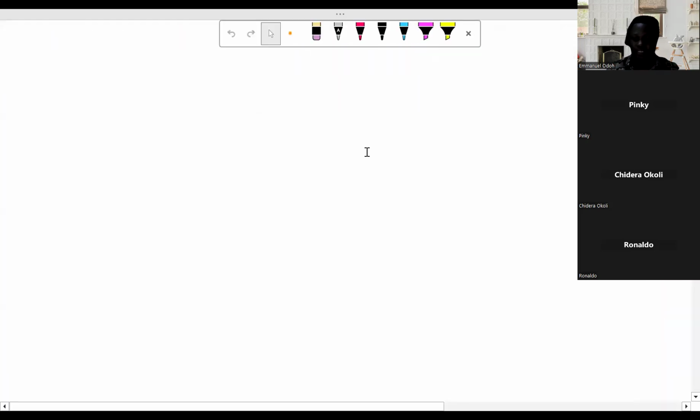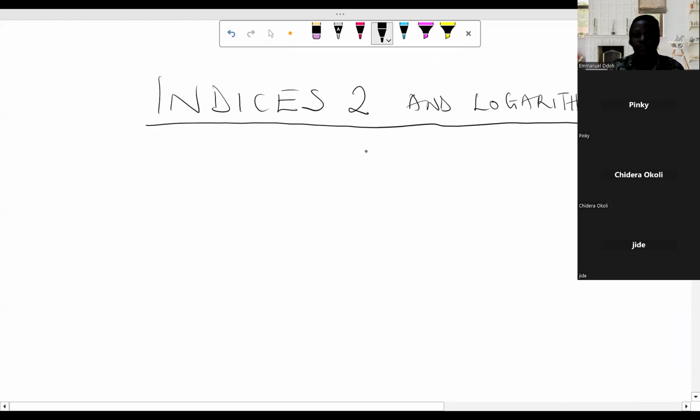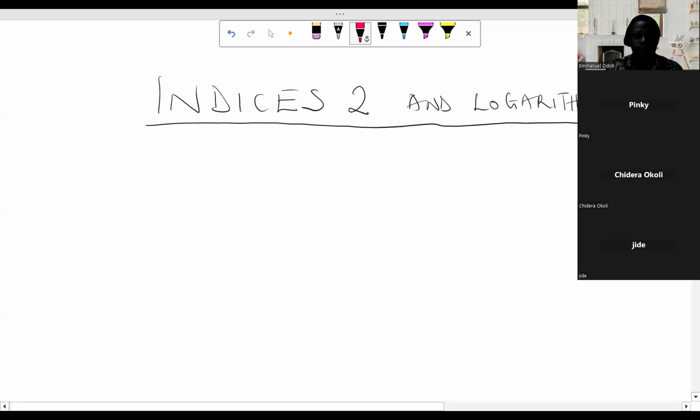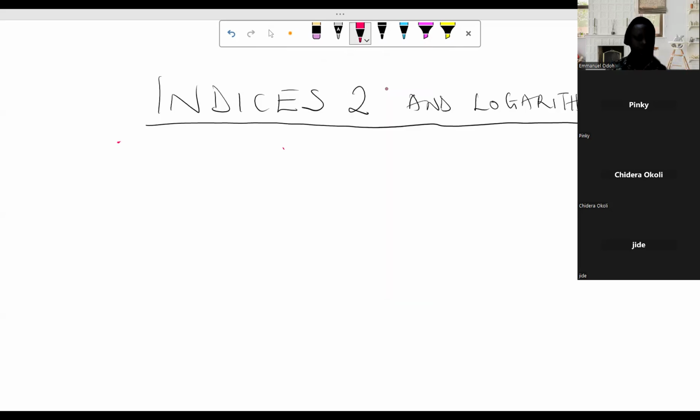Okay, so we'll continue with where we stopped. We've not finished indices, so today's class will be indices 2, and then we will move to logarithm if time permits us. These two topics are very important, because in any exam you cannot dodge those two topics. So, indices and logarithm.